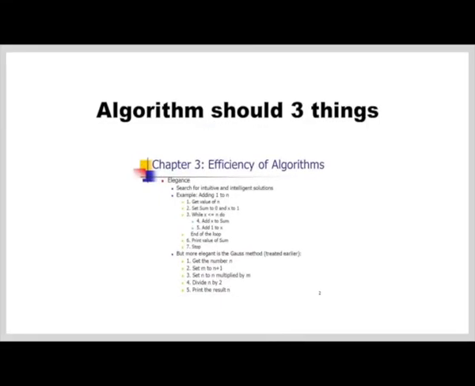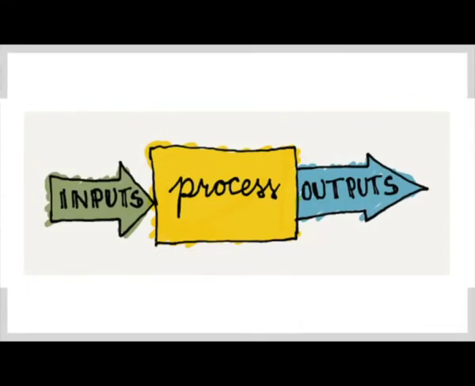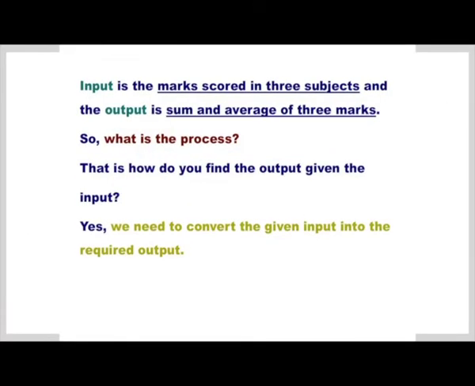Let me briefly explain the algorithm. Any algorithm should do 3 things, namely input, process and output. Identify the input and the output for the given problem. Input is the marks scored in 3 subjects, and the output is the sum and average of the 3 marks. So, what is the process?